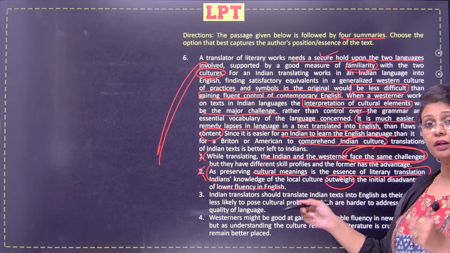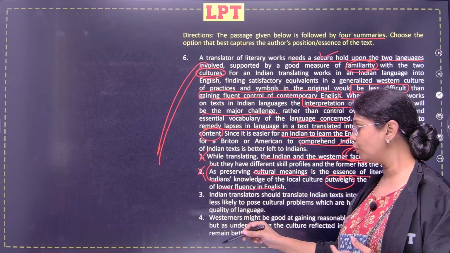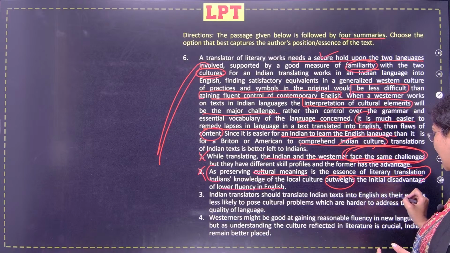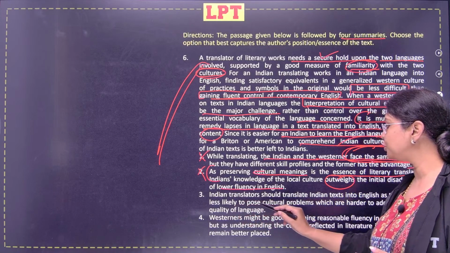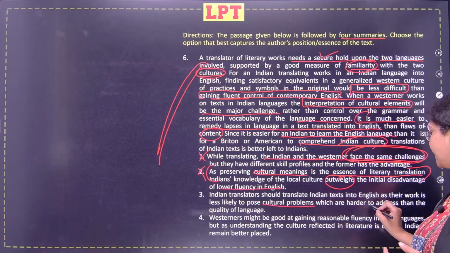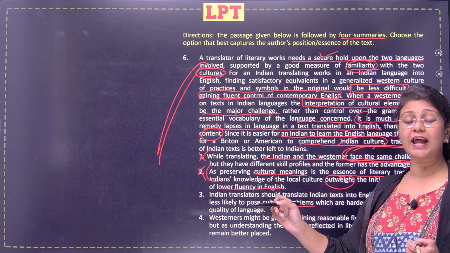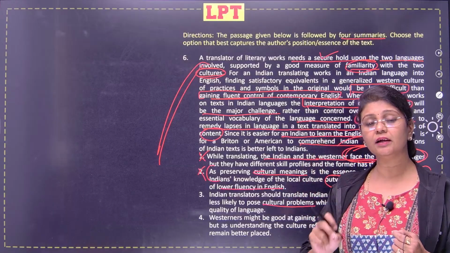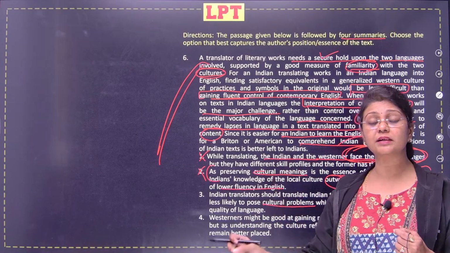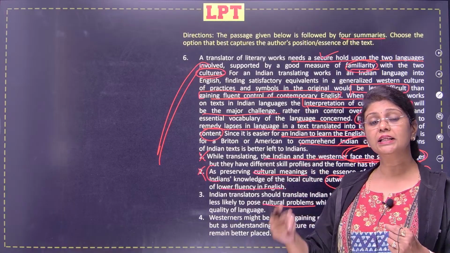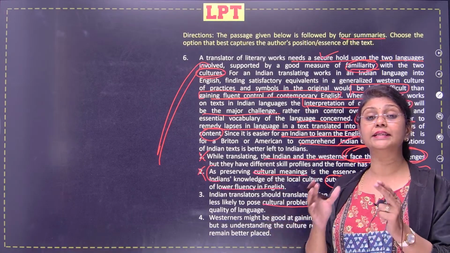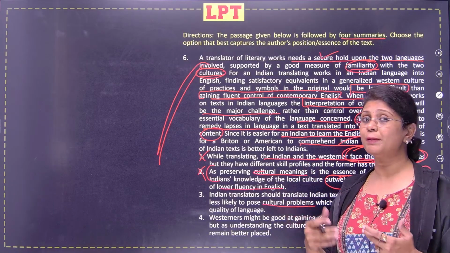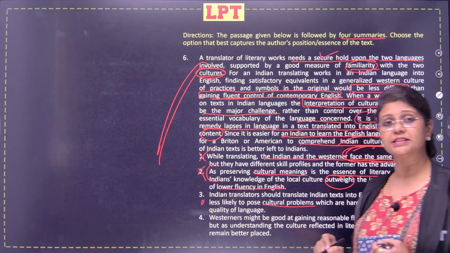Let us read 3 and 4 and compare them both. It says, Indian translators should translate Indian text into English as their work is less likely to pose cultural problems which are harder to address than the quality of language. And this is what the author has said, that when you talk about an Indian translating the text and a Westerner translating the text, the challenges of both are different and it is easy to remedy the challenges of content as compared to the culture. So this is very close to the answer we are looking for.